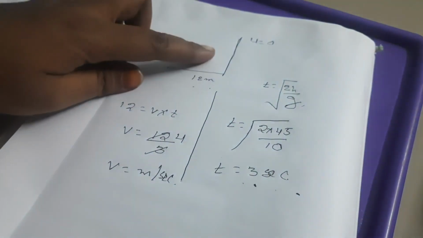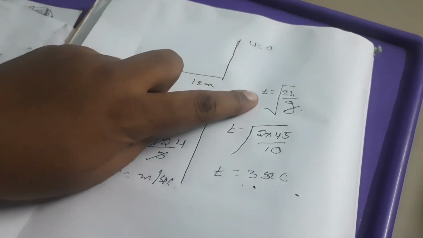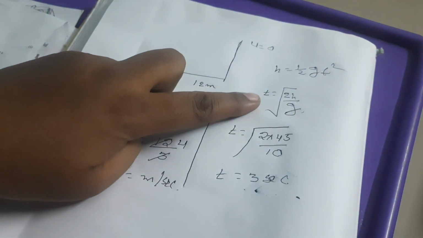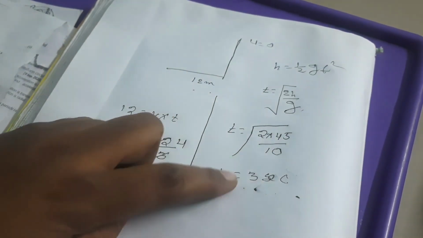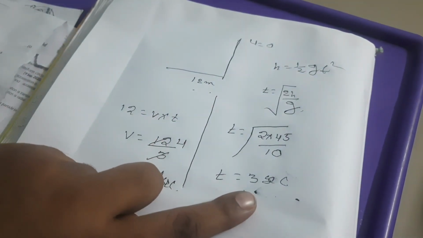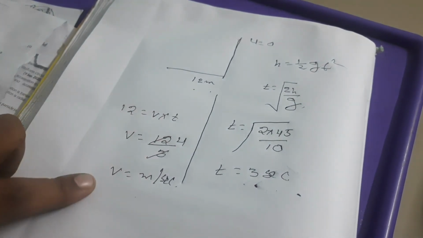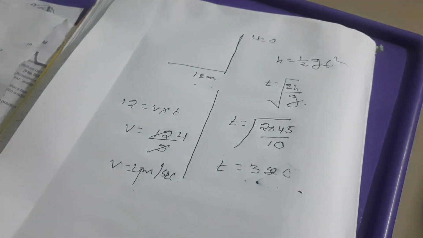Don't confuse: for a freely falling body, initial velocity equals 0. We can use the second equation of motion, h equals half gt square. So h equals half gt square means t equals under root 2h by g. When we substitute that height, we get the time as 3 seconds. This is distance equals velocity into time. This velocity is 4 meters per second.